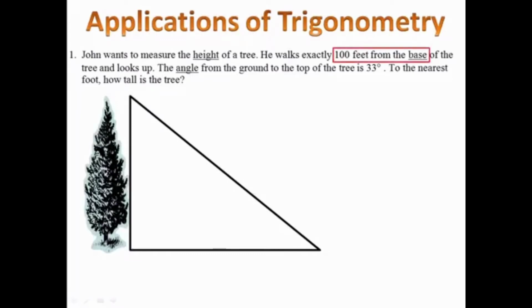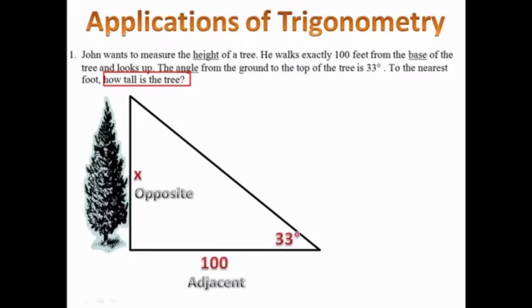add the labels. So 100 feet from the base, so here's the base, 100. The angle from the ground to the top of the tree is 33 degrees. Now we're going to find the height of the tree, which is x. So how do we find it? Since we have 33 degrees and 100, where 100 is the adjacent and x is the opposite, we are going to use the tangent, which is tan 33 is equal to x over 100.